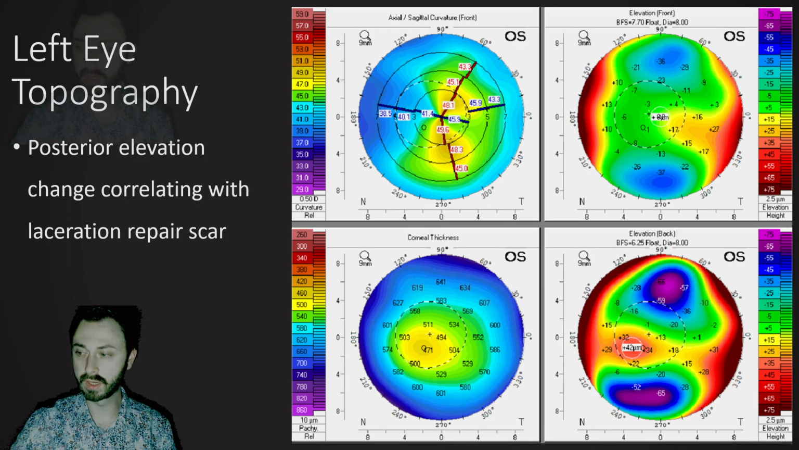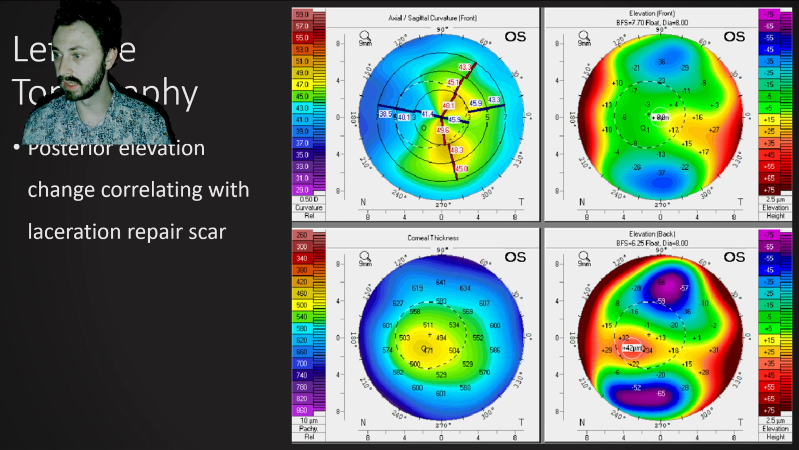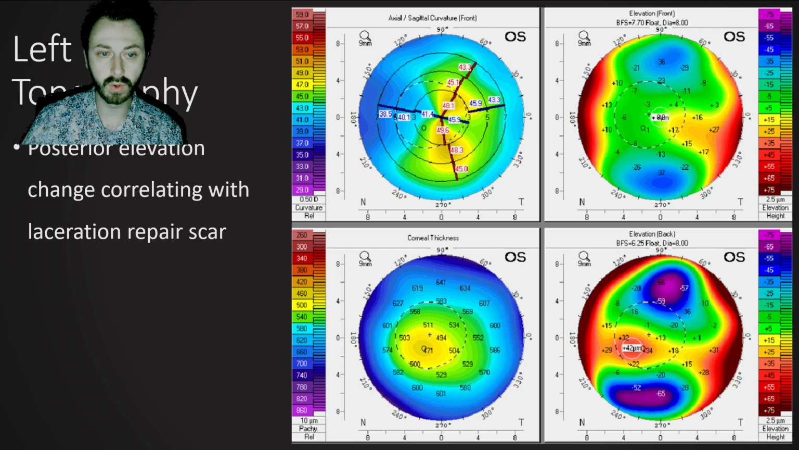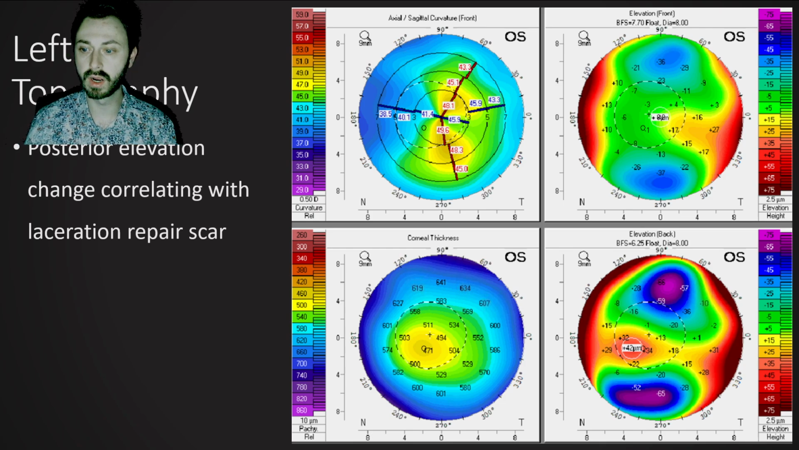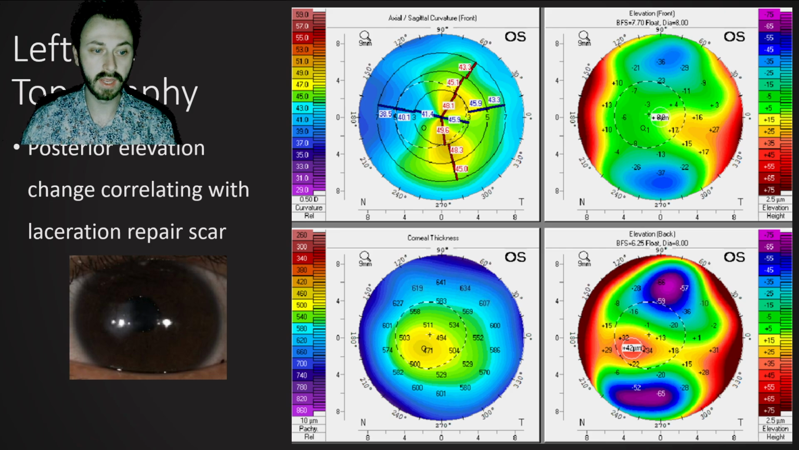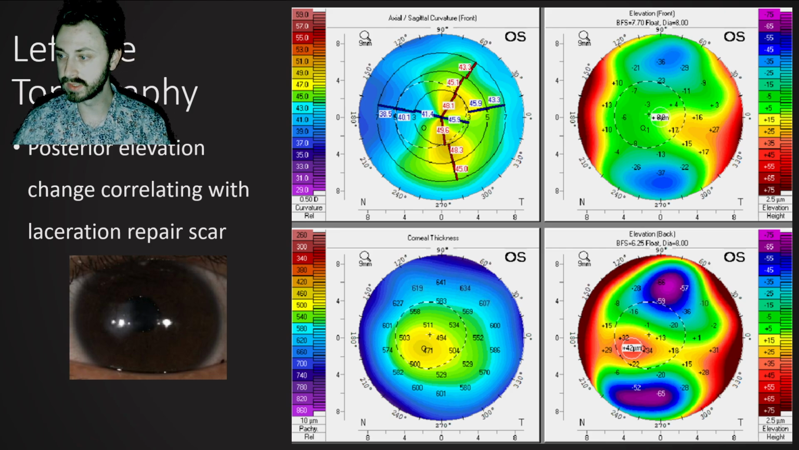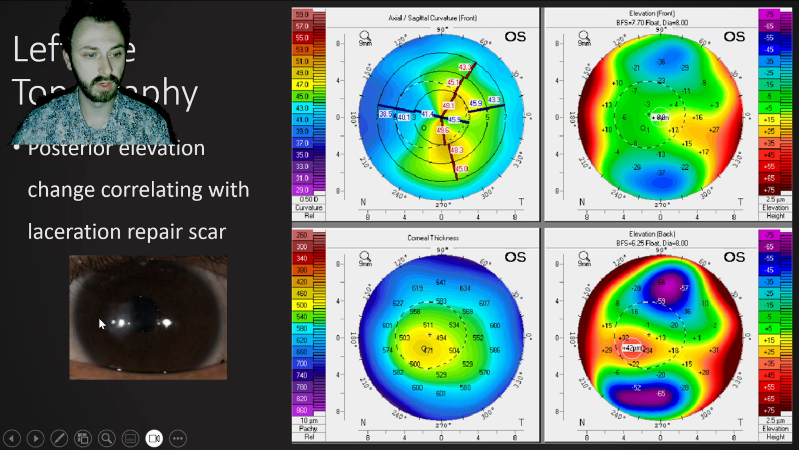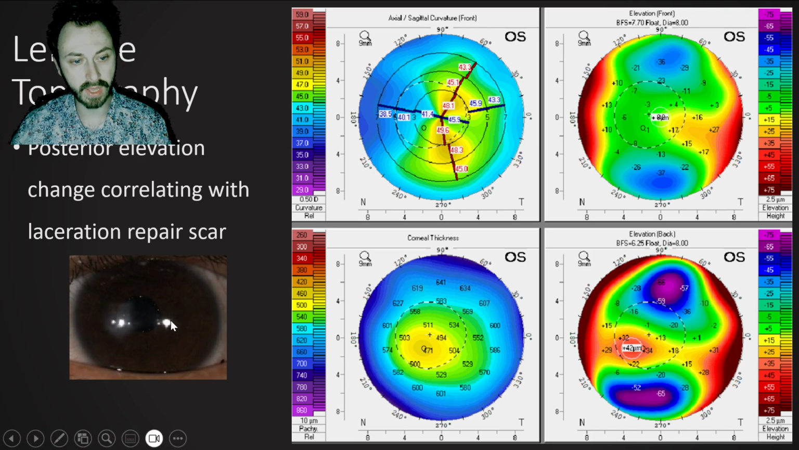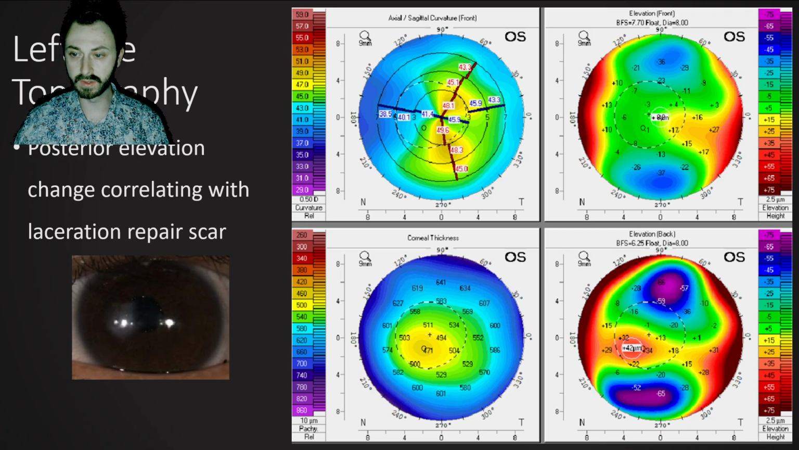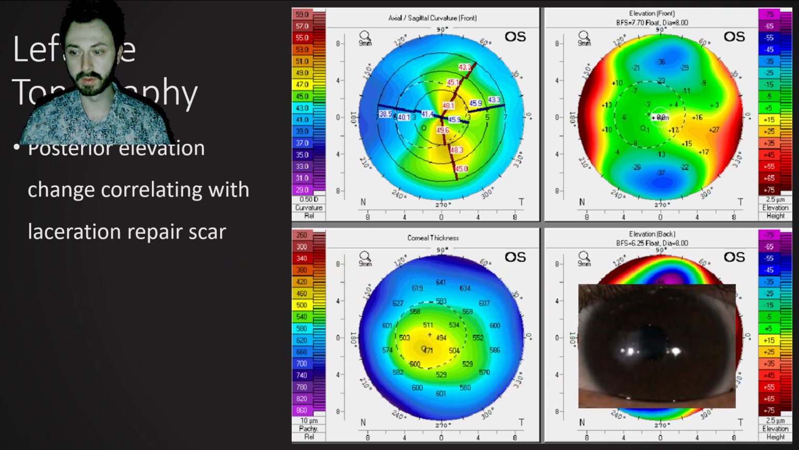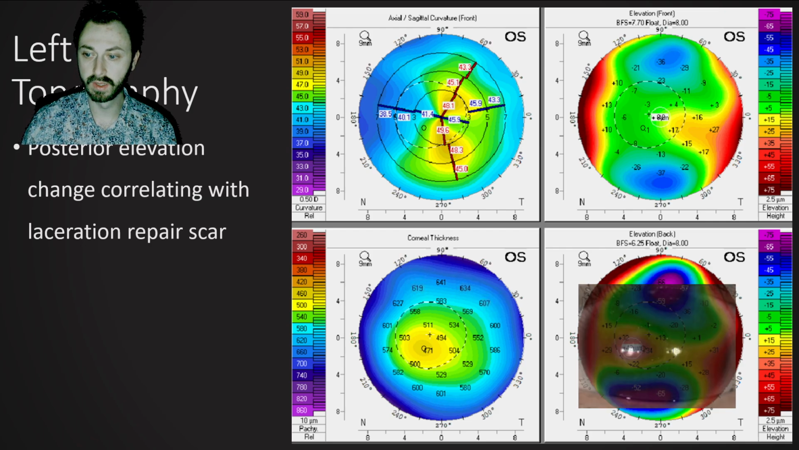So if we look at his topography, you can see a posterior elevation semi-correlating with the laceration scar. That is actually his eye, and it's a little hard to see, but here is the scar, and it runs laterally here. Pretty consistent with the posterior elevation. It actually matches up pretty flawlessly.